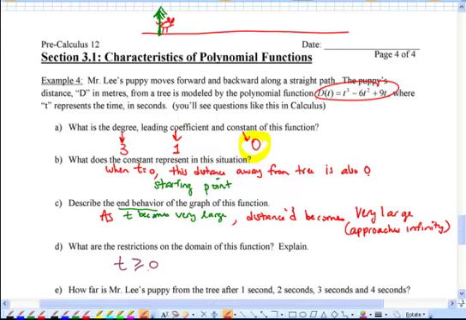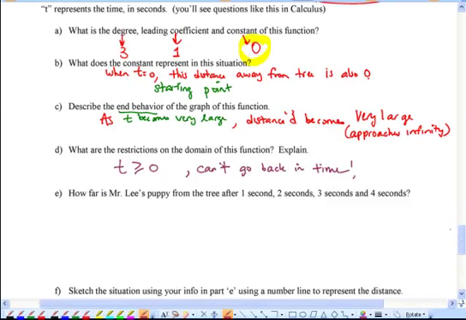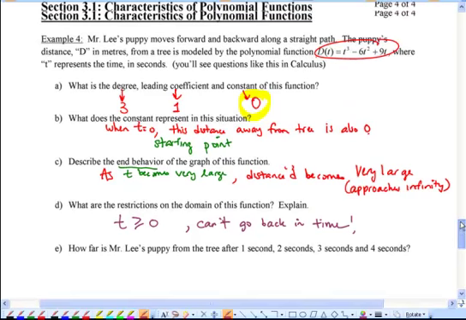Okay, so the time has to be bigger or equal to 0, right? Because you can't go back in time. Okay. Well, how far is Mr. Lee's puppy from the tree after 1 second, 2 seconds, 3 seconds, and 4 seconds? So, can you tell me what my puppy is actually doing as time passes by?